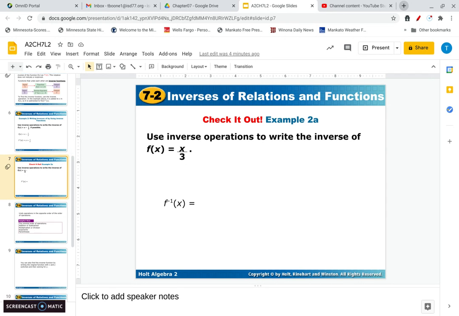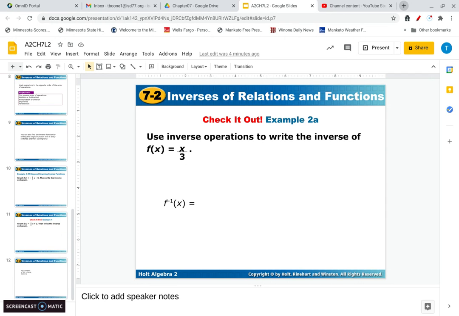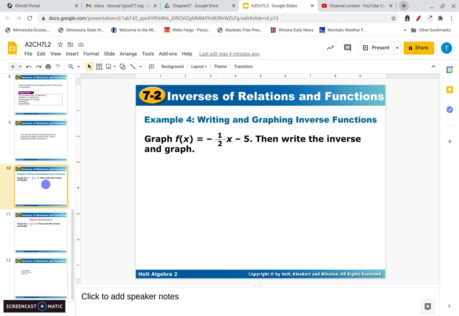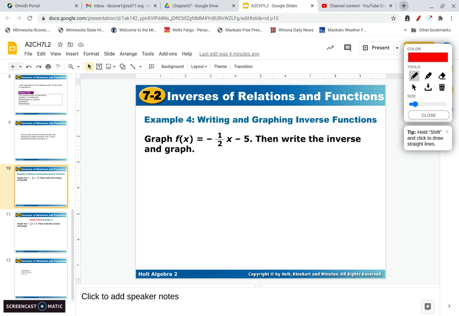All right, now, again, some of them are a little more complex. So here's this trick that we're going to use. Let's say we had our function as -1/2 x minus 5. To write the inverse, now again, here's the sneaky part. f of x is really the same thing as y. So what we would do to find the inverse is we'll switch the x and the y. So now we're going to say x equals -1/2 y minus 5. And then you just solve for y.